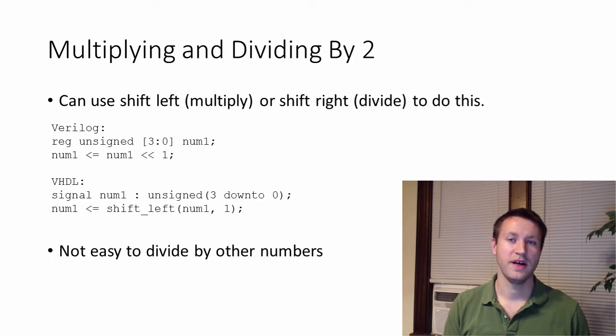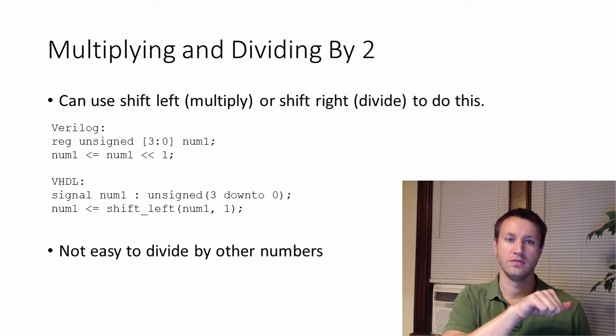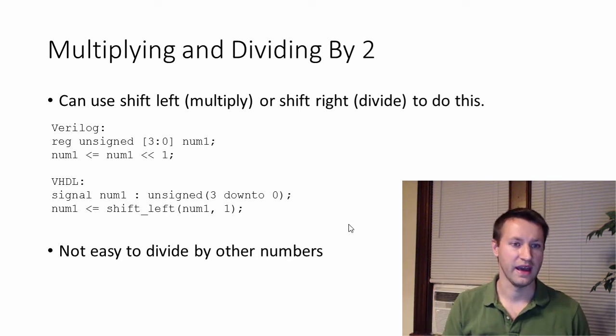Fun way to multiply and divide by 2 inside of an FPGA. If you ever need to multiply or divide by 2, a simple way to do it: shift left for multiplication. Your left is this way. Shift right for division. So if I have a 4-bit number and I want to multiply it by 2, I can just shift left by 1 bit, and num1 now will be equal to 2 times what num was previously.